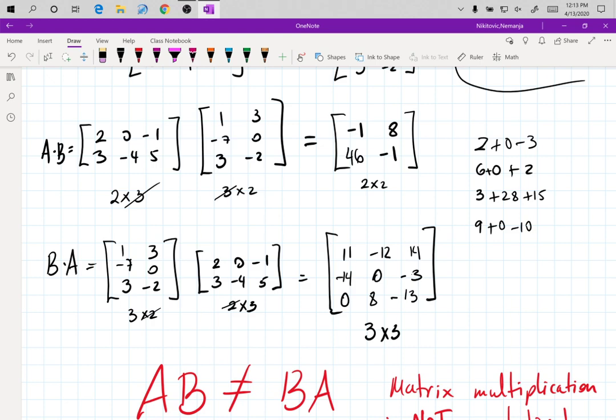They are not the same. They're not the same size. They don't have the same members, right? It's just they're not the same. Therefore, done. So that's matrix multiplication.